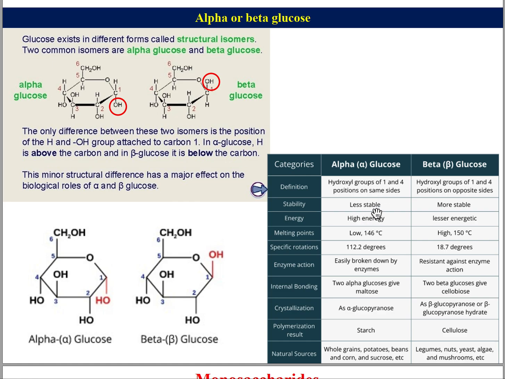Look at the table, where these differences are mentioned. Alpha glucose is less stable, but beta glucose is more stable. Alpha glucose is more energetic, beta glucose is less energetic, and the melting point of alpha is lower and that of beta is higher. Alpha glucose is easily broken down by enzymes, but beta glucose is resistant to enzymatic action. Two alpha glucose give maltose, two beta glucose give cellobiose. This is the polymerization: starch is made up of alpha glucose and cellulose is made up of beta glucose.